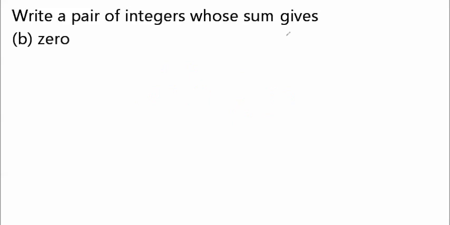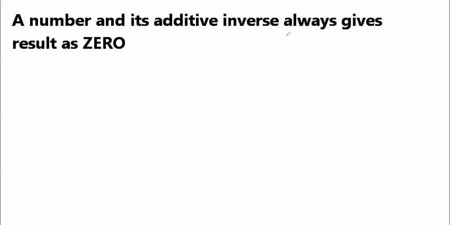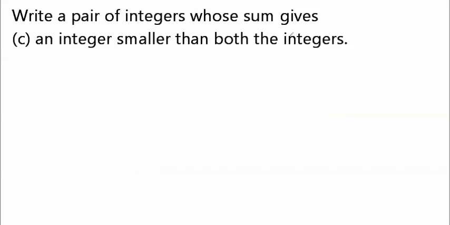The second one is 0, and that's very obvious. We know that a number and its additive inverse always give 0. So we do not need to go further and discuss anything. If we want the sum to be 0, it has to be the number and its additive inverse. So let's do the third one. We need to get an integer smaller than both the integers. So when we add both the integers, the result has to be smaller than them. In this case, let's say I take one integer.